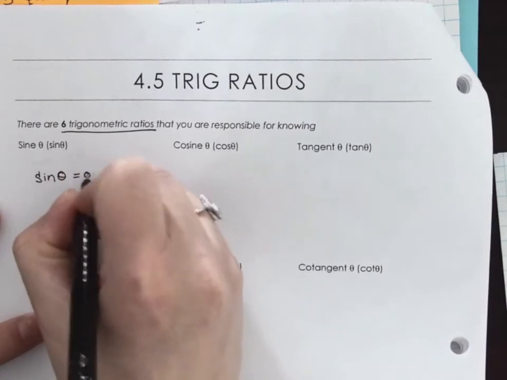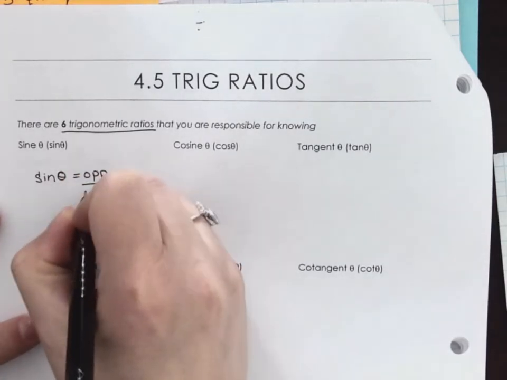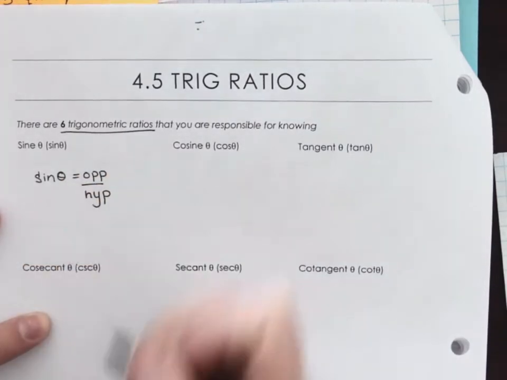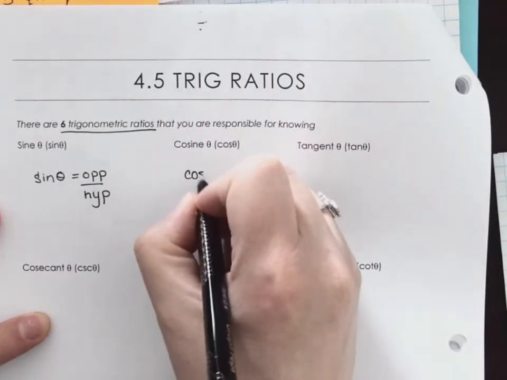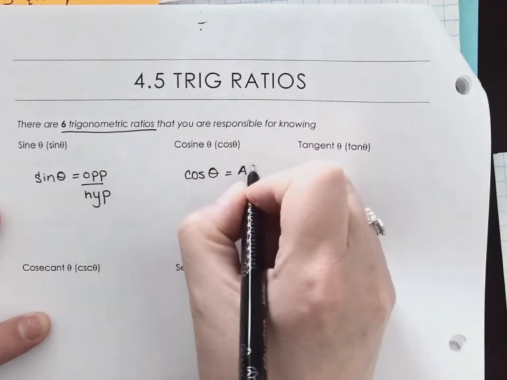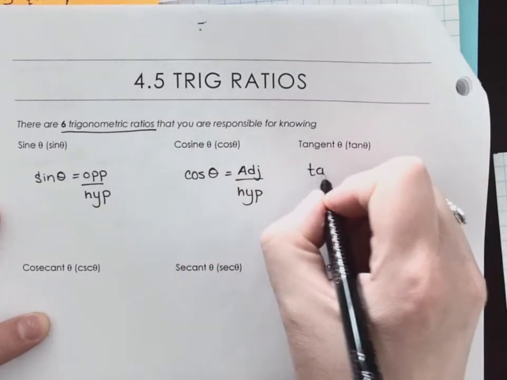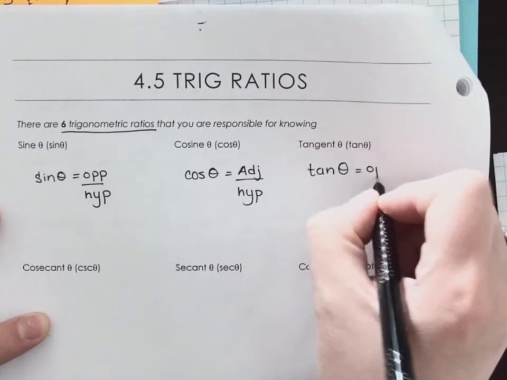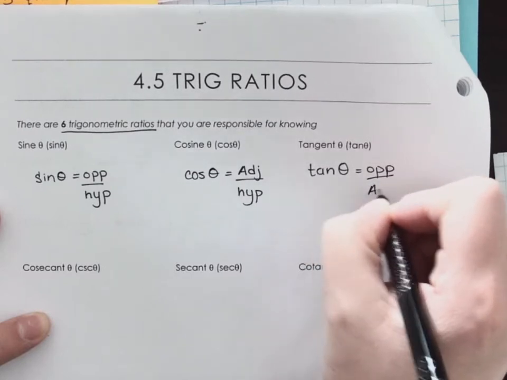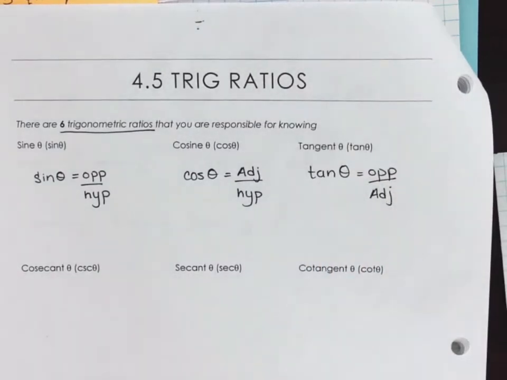So sine theta is opposite over hypotenuse. Cos theta is adjacent over hypotenuse. And tan theta is opposite over adjacent. So those shouldn't be shocking or alarming to anybody. All right, so here we go.